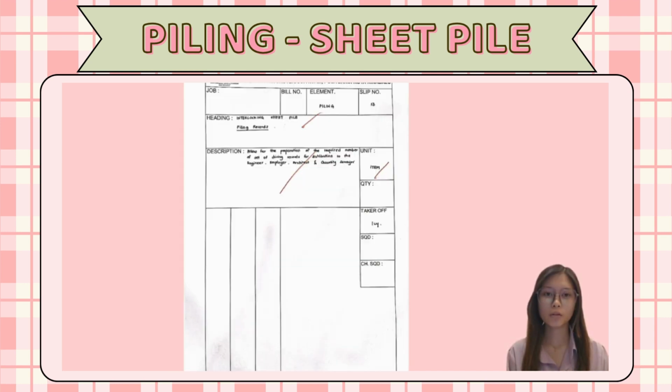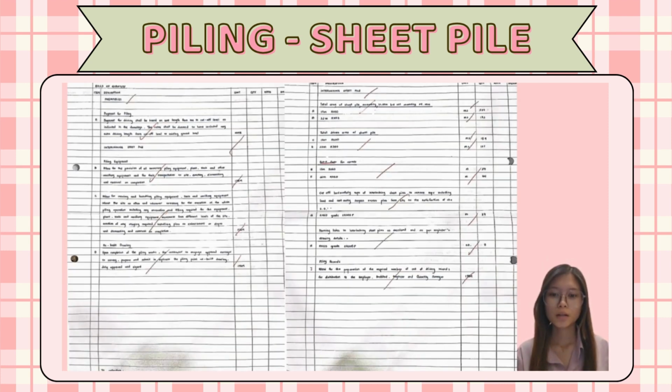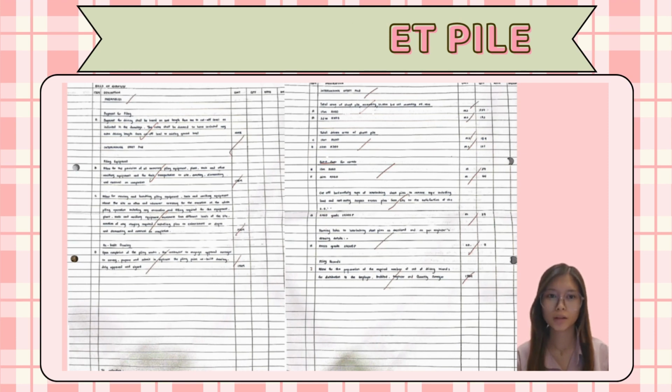This is the piling records for the interlocking sheet pile. This is the bills of quantities of interlocking sheet piles. All you need is just to transfer what you have written in the take off sheet and transfer it to the bills of quantities, and then you're done.